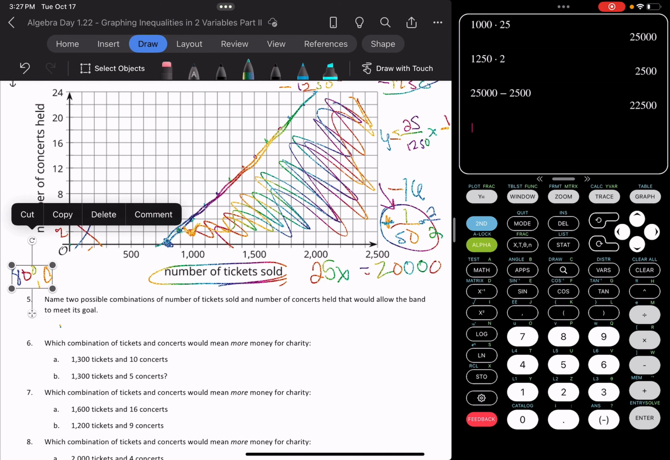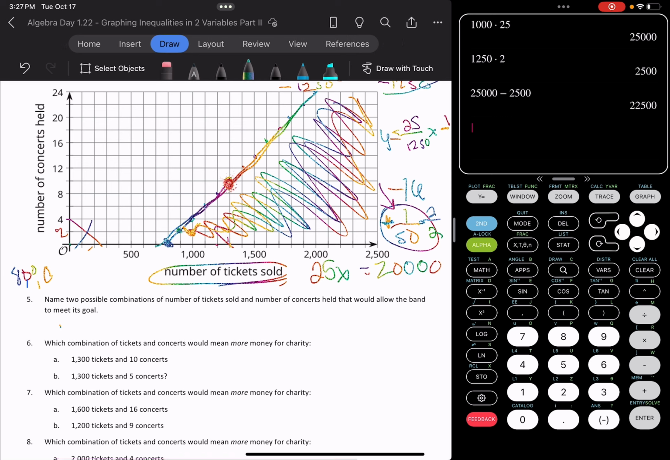So on the graph, 1,300 tickets and 10 concerts would be, let's see here, 11, 12, 13 here, and then 10 would be right on the line, all right? So that would meet the constraint of 20,000. That would be $20,000. 1,300 tickets and 5 concerts means that they are actually going to be paying less money, but still with the same number of tickets sold, right? So that would be like here-ish. And so that actually is going to be more because they have to spend less on the concert. So B would be the answer.